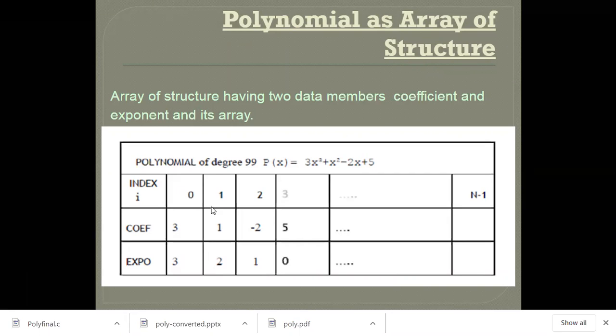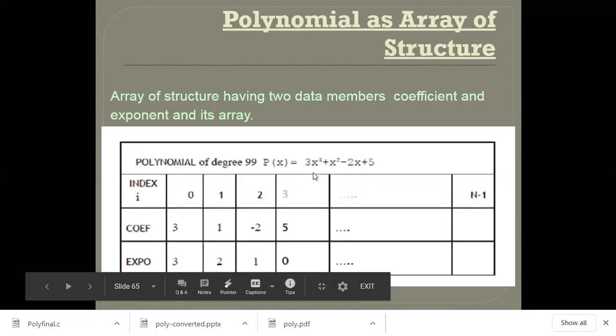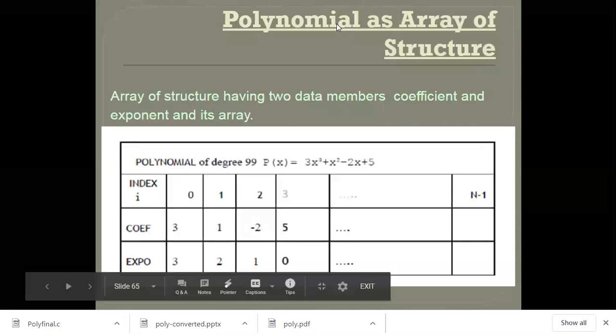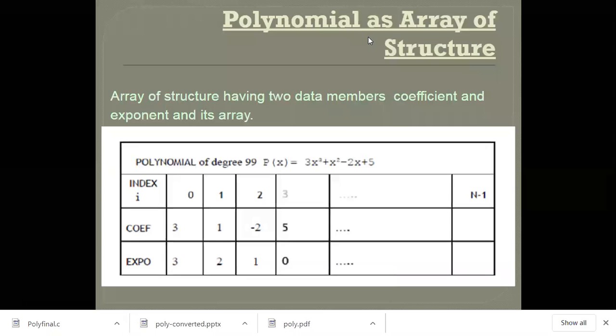So just concentrate on this example. I'm revising the polynomial representation. P(x) equal to 3x cube plus x square minus 2x plus 5. The last term will be what? Constant value. So we have to represent this in memory using array of structure. How will it be done? Just concentrate here.